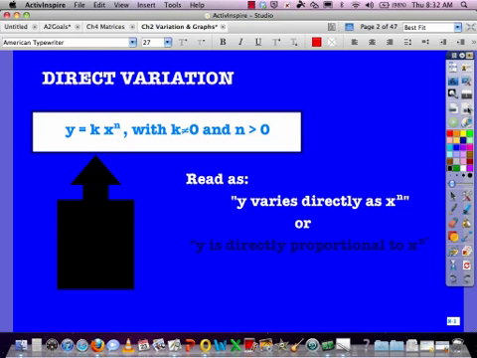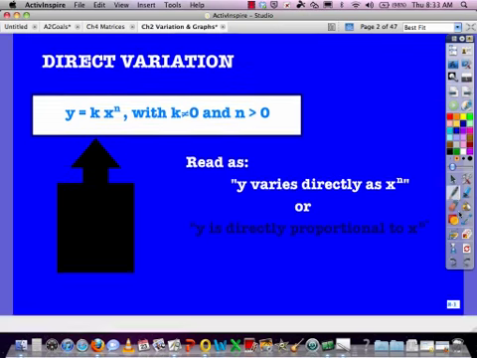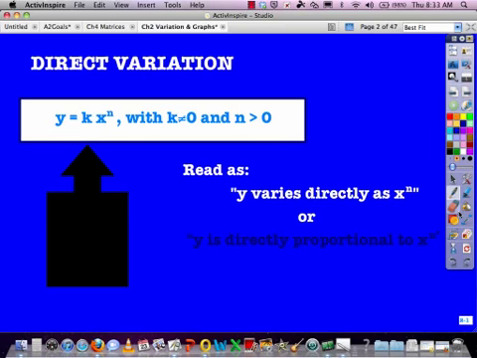Now, a couple things. K cannot be 0. If you look at this equation, if k was 0, this would then wipe everything out in this right-hand side, and we'd have y equals 0, which is a horizontal line. We wouldn't have any type of variation going on. That says n is greater than 0, meaning all our exponents are going to be positive for the time being.